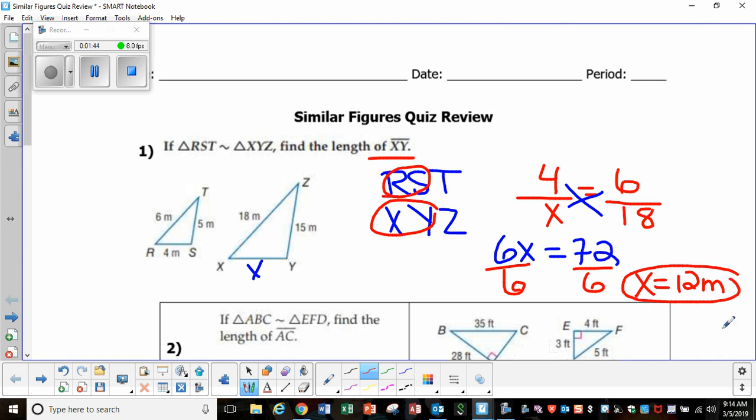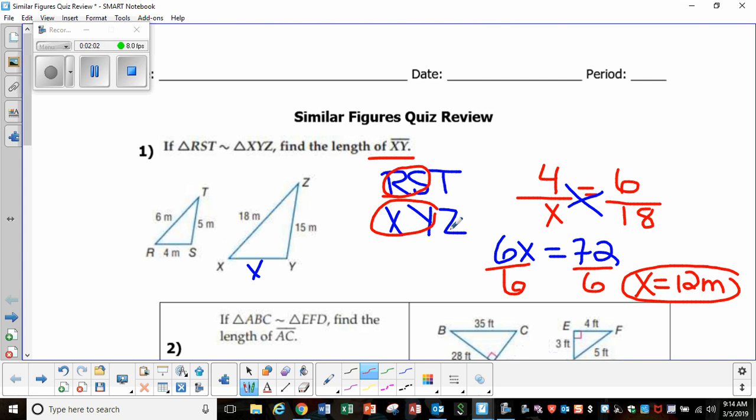So again, by stacking the letters, I can see that RS corresponds to XY. And then the other two that I used were RT, first and last, which is the slant. That's going to correspond with XZ, first and last, which is also the slant.